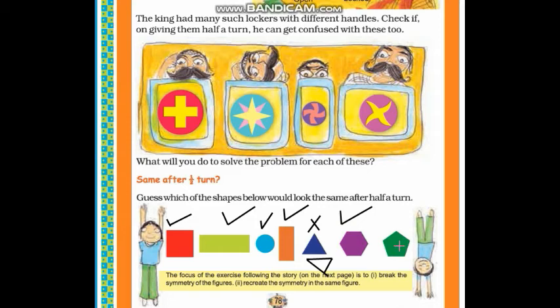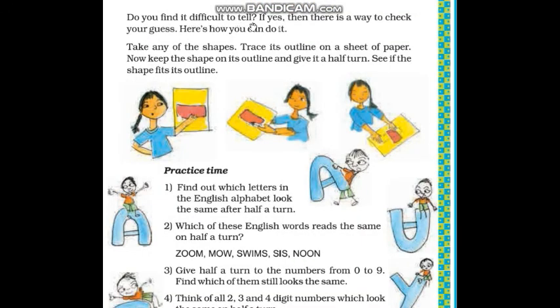And now the pentagon, because it has 5 sides, 1, 2, 3, 4, 5, it is called a pentagon. Will it look the same after giving a half turn? Half a turn means moving 180 degrees. So this will not look the same, because this part will come down and this will go up. After giving a half turn, it will look like this. So here, wrong.